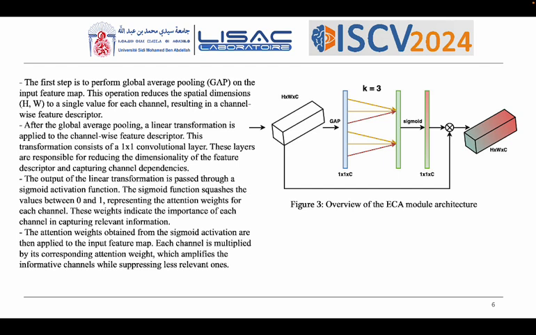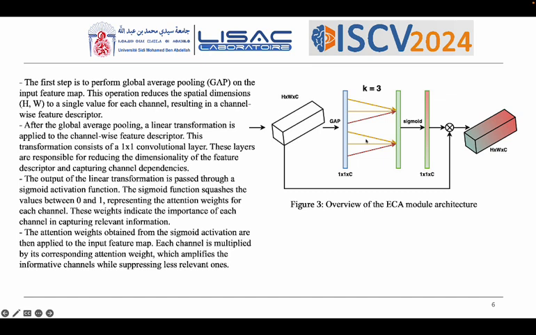All right, so after we perform the global average pooling, we are going to perform a linear transformation on the channel-wise feature descriptor. This transformation consists of a one-by-one convolutional layer, and this layer is responsible for reducing the dimensionality of the feature descriptor and capturing channel dependencies. So by performing this one-by-one convolutional layer, we capture important channel dependencies in our input feature maps.